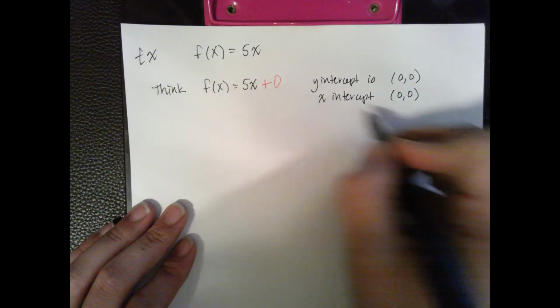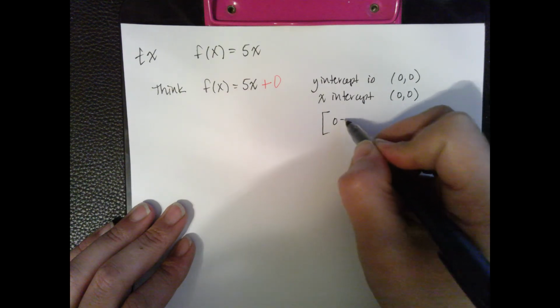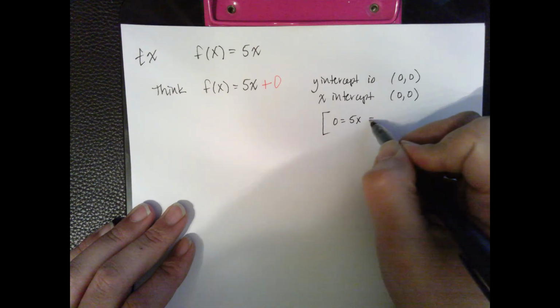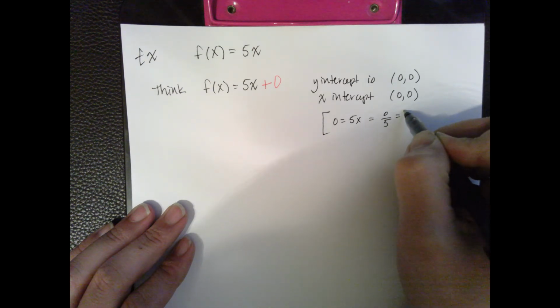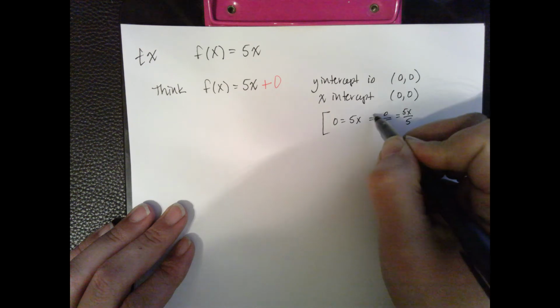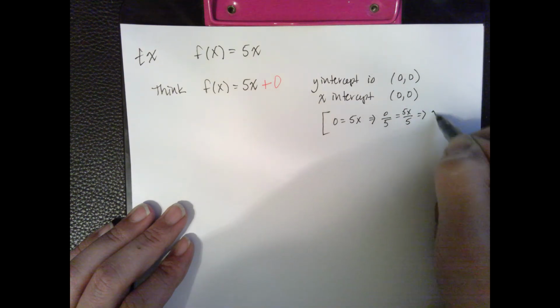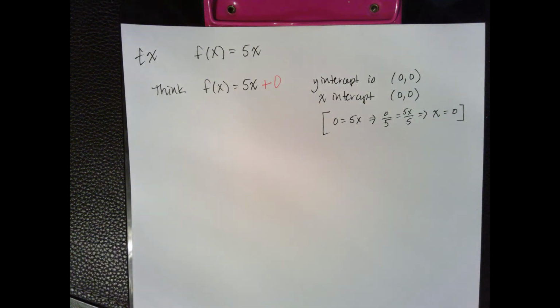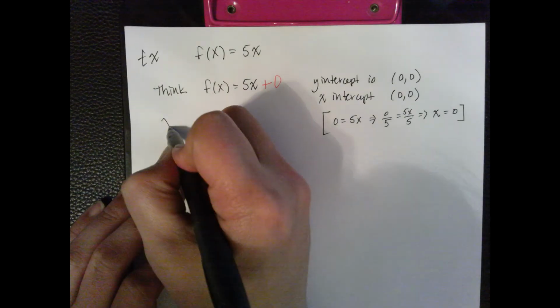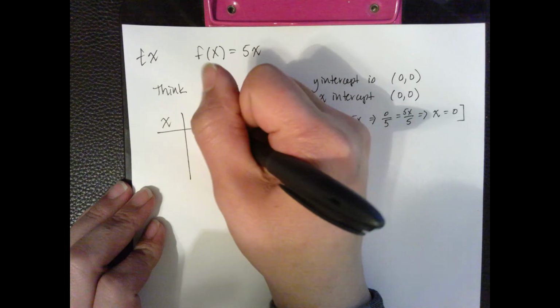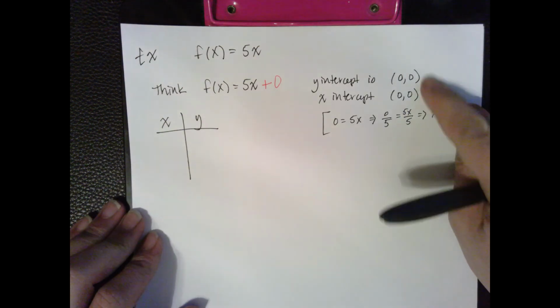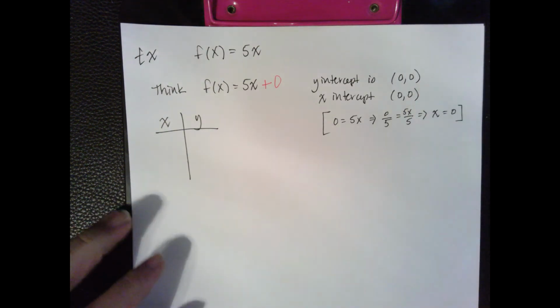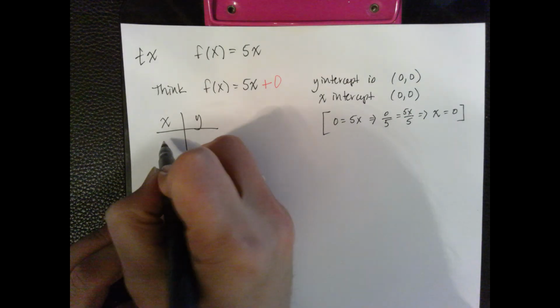Okay, and if you need to do the work, you'd be doing 0 equals 5x. That means 0 over 5 equals 5x over 5. And that gives us x equals 0. Okay. When this happens, you have to use a t-chart. You have to use other points to draw your line because you're intercepting the x and y axes in the same place. Okay, so you don't have another point to connect your straight line to.